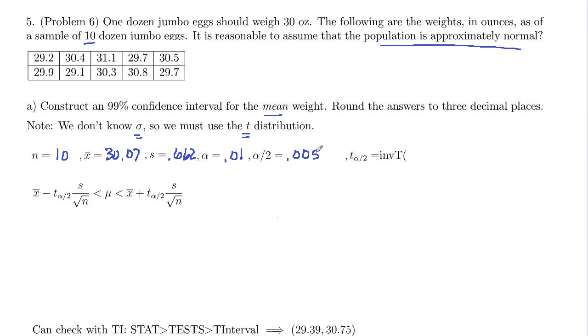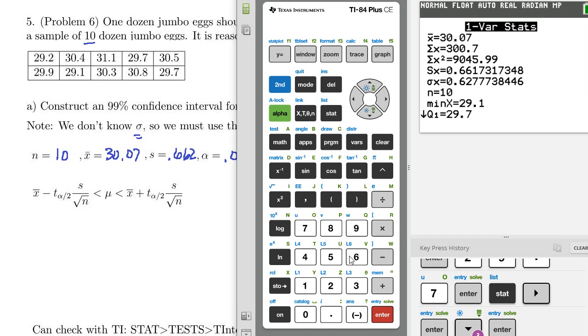You have to put in the left area. Remember 0.005 is the right area. This little subscripted number here, that's the right area. So 1 minus 0.005 is 0.995. And we're going to put that into inverse t. And we also need our degrees of freedom, which are 10 minus 1, 9. Go ahead and compute that.